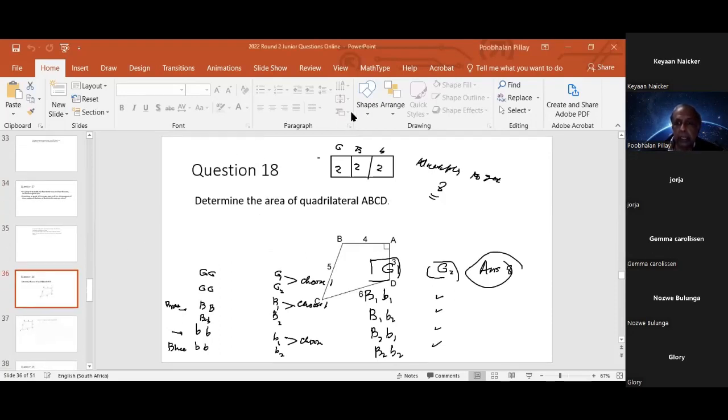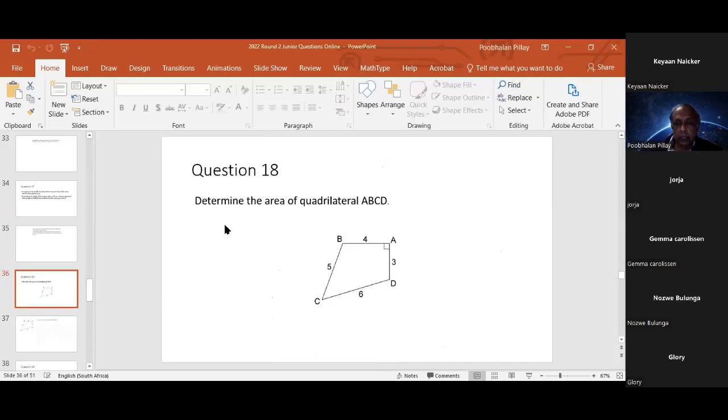Okay, we're going to question 18 now. In this question, you're asked to determine the area of quadrilateral ABCD. Now you can see this quadrilateral has a right angle here, and you have the 4 sides, 3, 4, 5, 6. And you might say, hey, I don't know the formula for the area of a quadrilateral. Nobody taught us that. We know the area of a triangle is half base times height, but a quadrilateral, we don't know that. It's not in the syllabus.